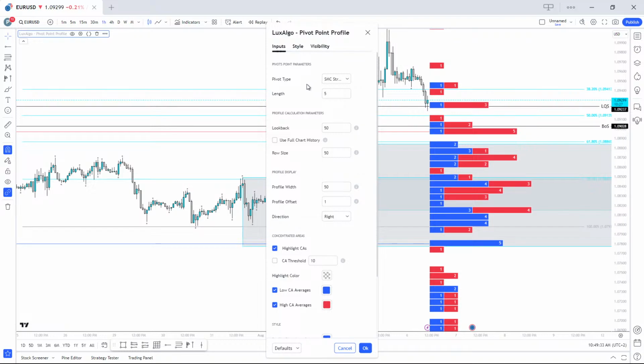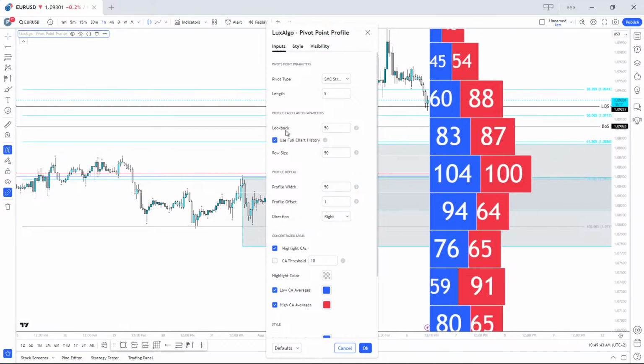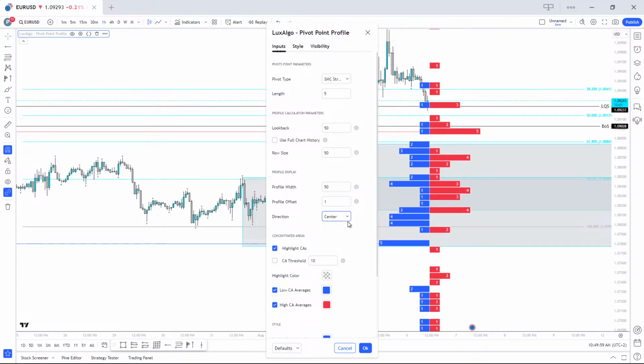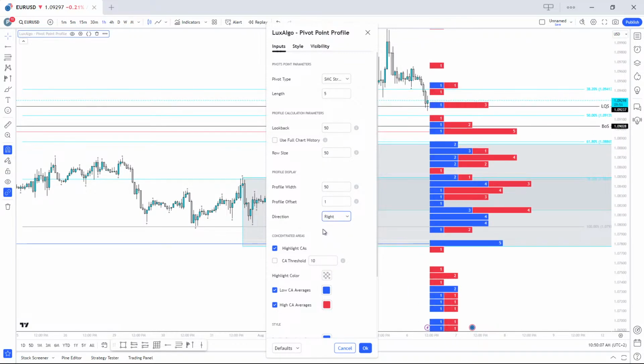Let's see what we have here in the options. We have LAN, look back, use full chart history. Alright, we're not going to do this because the numbers get very high. Row size, we're probably going to leave this in the defaults. Profile display, profile width, profile offset, direction, center. I don't like this because it covers up this thing. I'll probably leave it like this.